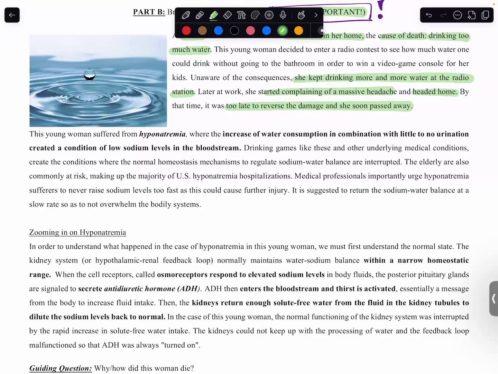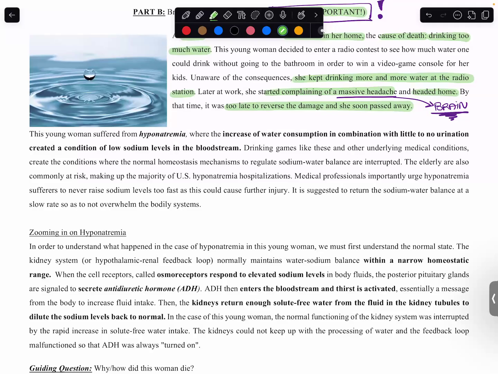Let's continue reading. Right? And if we're talking about a massive headache, what body part are we talking about? The brain. So start thinking about maybe what could have happened in the brain as a result of drinking too much water. What could have happened to her brain cells? What could have happened to the blood that travels through the brain? What could have happened to maybe the blood vessels in the brain as a result of this?